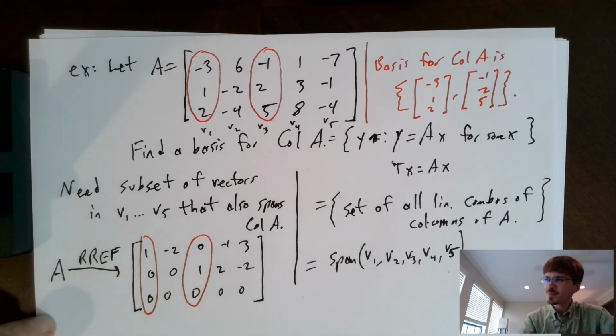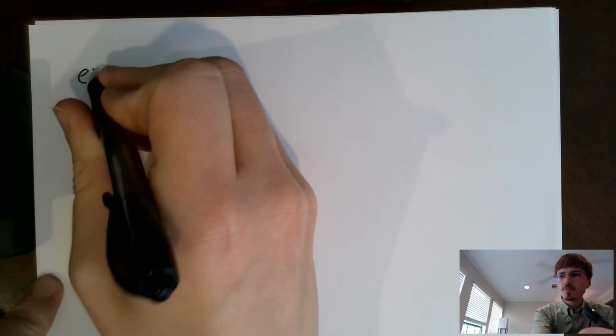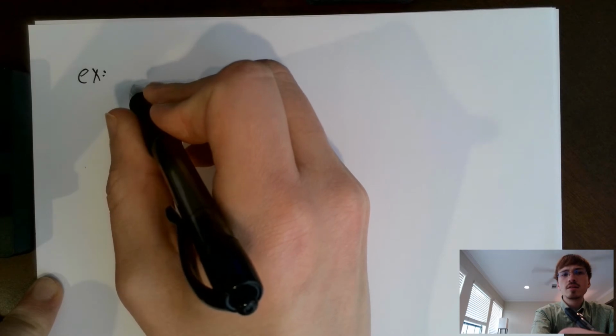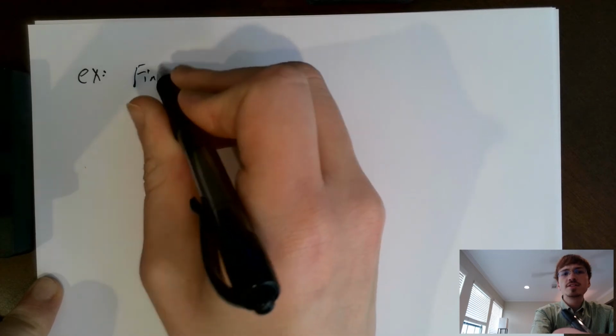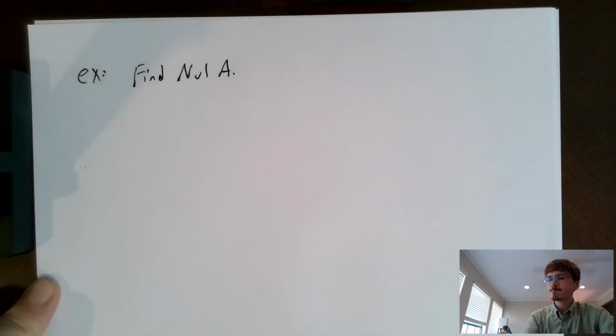Good. Let's do another example. Let's take the same matrix. Let's find the null space of A, given the same matrix. Pause the video, see if you can puzzle this together for yourself.